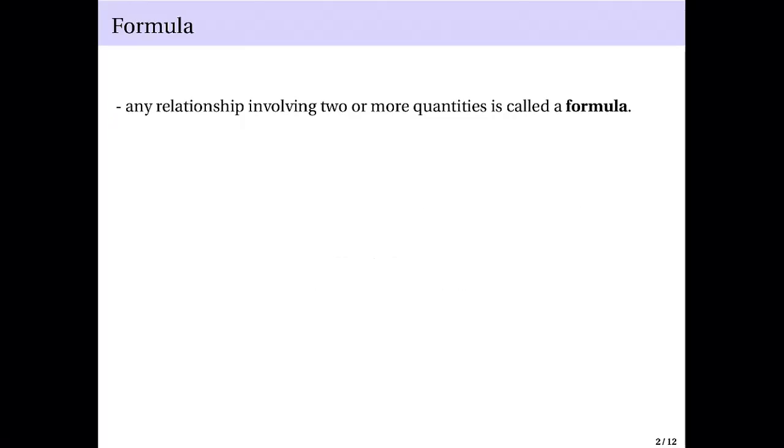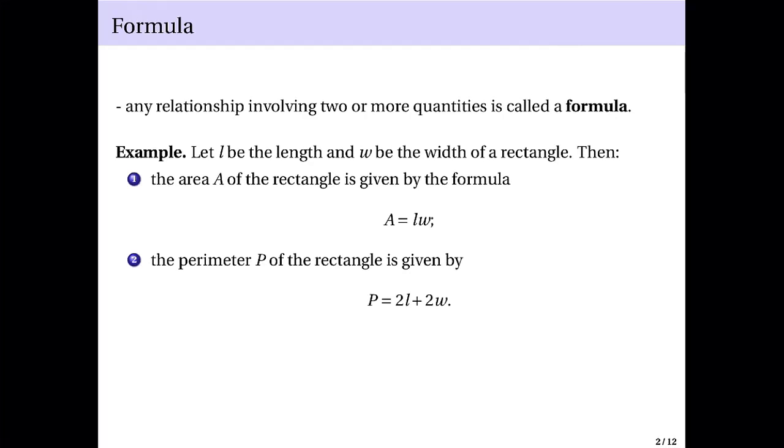So a formula, it's just any relationship involving two or more quantities. Okay, so you have two quantities, you relate them. So that's a formula. Or you have three or more quantities, you relate them, and then you will get a formula. Okay, so for example, in here, we let L be the length and W be the width of a rectangle. Then we have the following formulas.